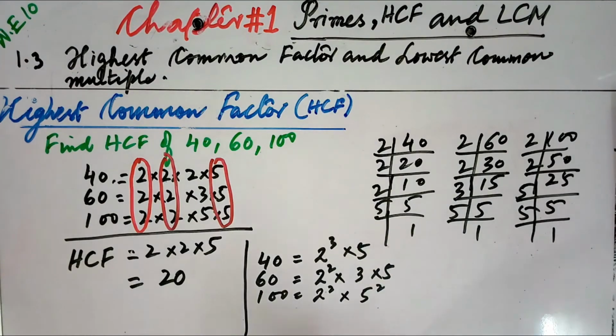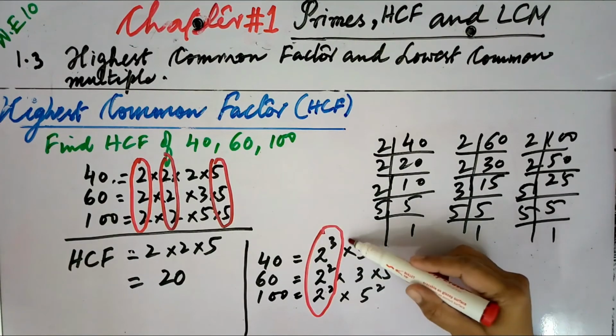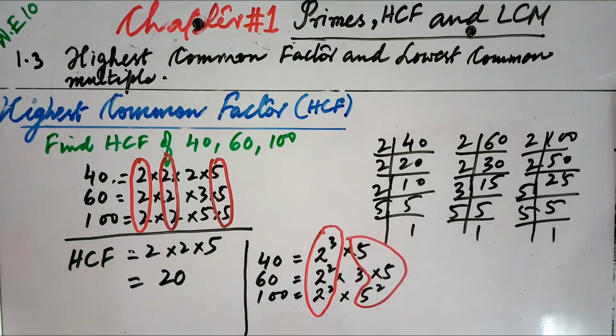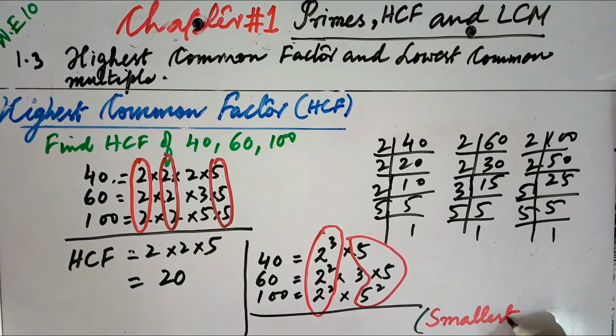Now what will we do? I will make the groups like this and like this. Got it? I have already told you that we have to choose the power of each of the common prime factors with the smallest index. Whenever you are going to find out the highest common factor and you have written the numbers in index notation, you have to take the smallest index. Got it?